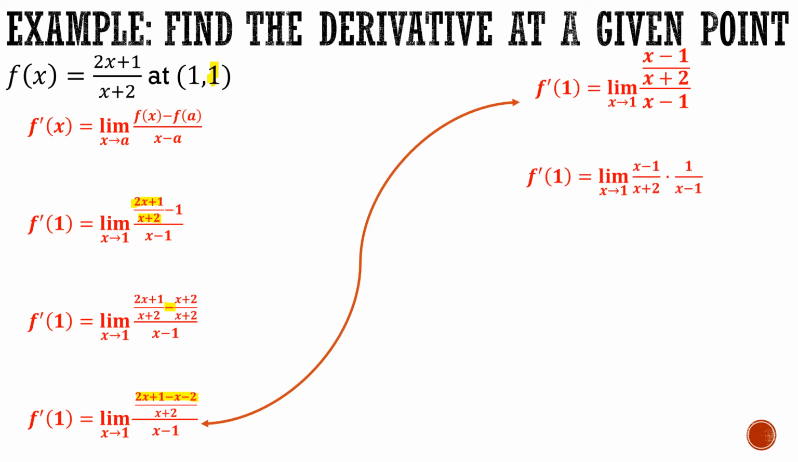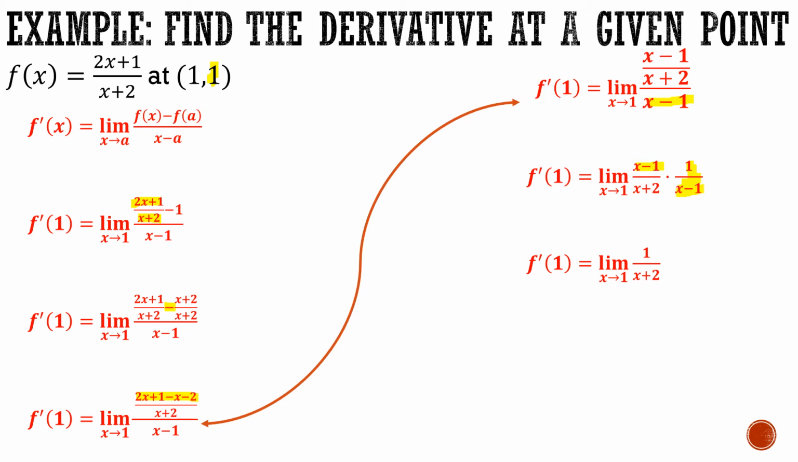So I'm going to keep the numerator the same, x minus 1 over x plus 2, and I'm going to change it to multiplication instead of division, and I'm going to flip this denominator. So instead of x minus 1, I'm going to rewrite it as 1 over x minus 1. By doing that, I can see that this x minus 1 on the top cancels with this x minus 1 on the bottom, and I can simplify my fraction to be 1 over x plus 2.